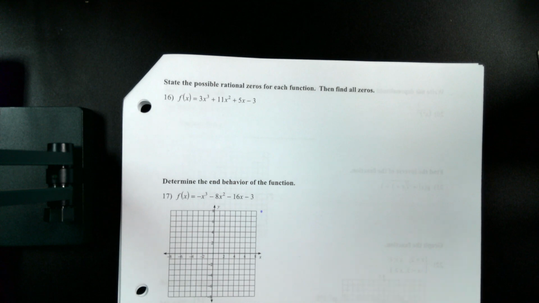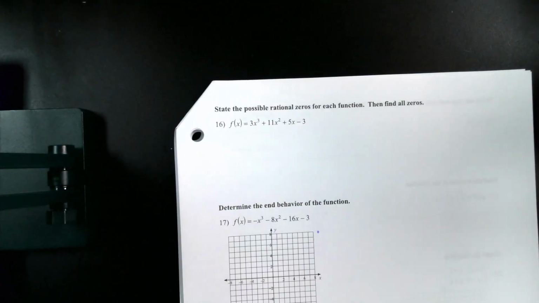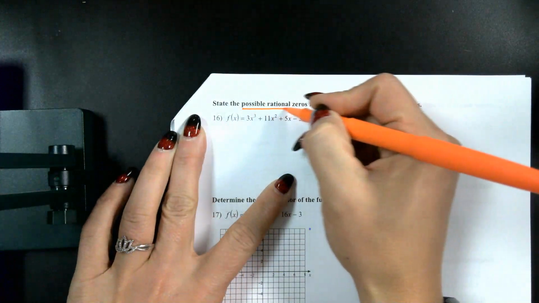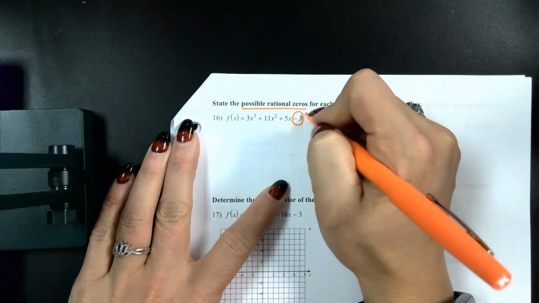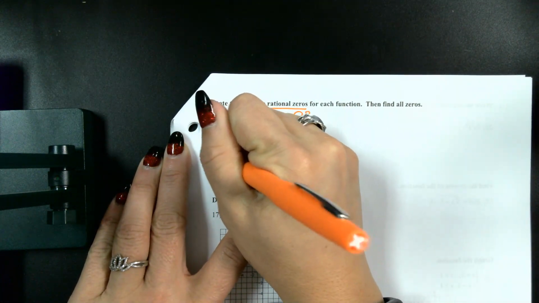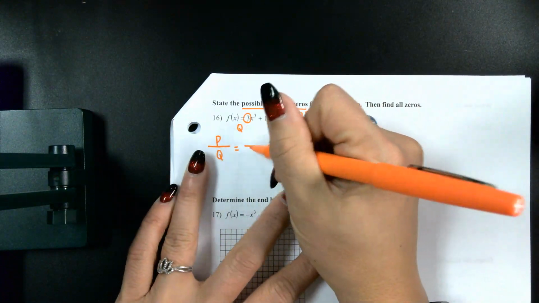Your practice final. We're going to start with number 16. This one requires a little bit of work because we have to find the possible rational zeros and then find all the actual zeros. So when we did the possible rational zeros, this number right here, that's your P, and this is your Q. So we set it up as P divided by Q. All the factors that give you this over the factors that give you this.